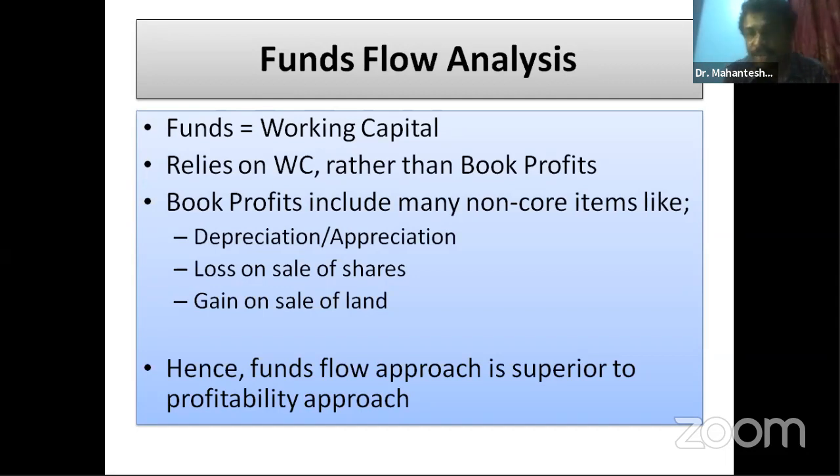Current assets include the cash balance, bank balance, sundry debtors, bills receivables, and stock of goods or inventories. Current liabilities include sundry creditors, bills payables, bank overdraft, and outstanding expenses. Sometimes we also include short-term money market securities. So these are current assets and current liabilities. Working capital deals with short-term assets, that is current assets, and short-term liabilities, that is current liabilities.